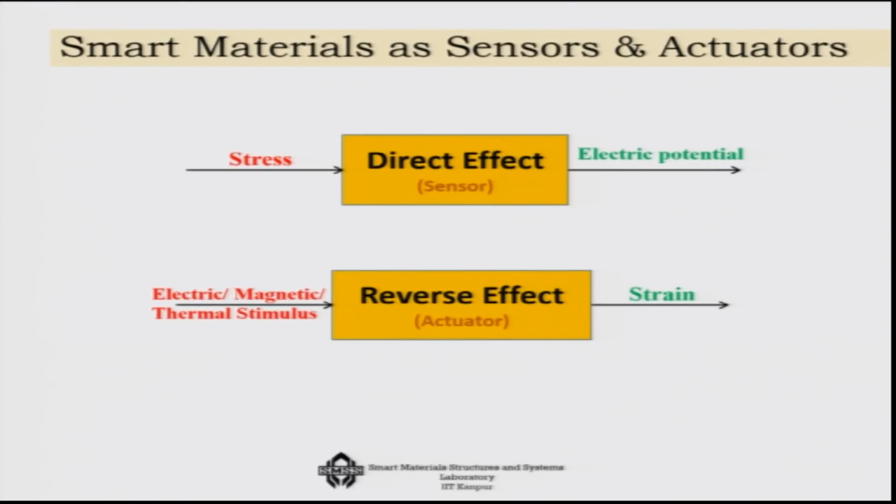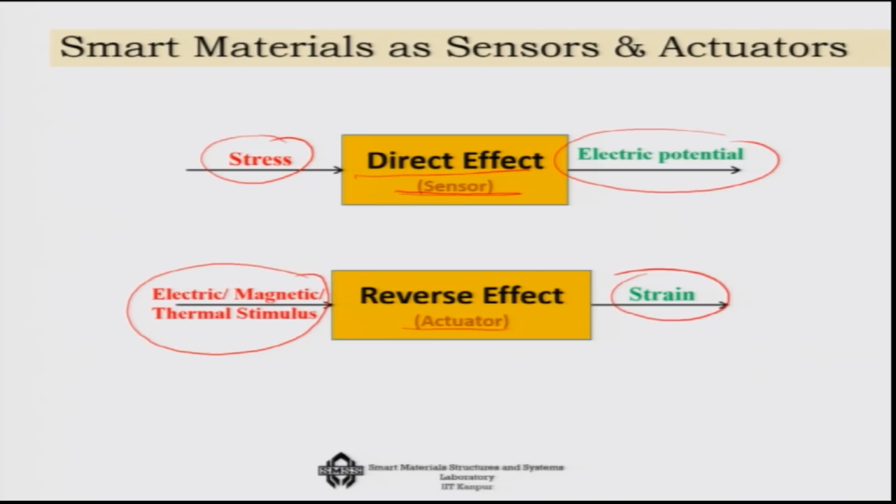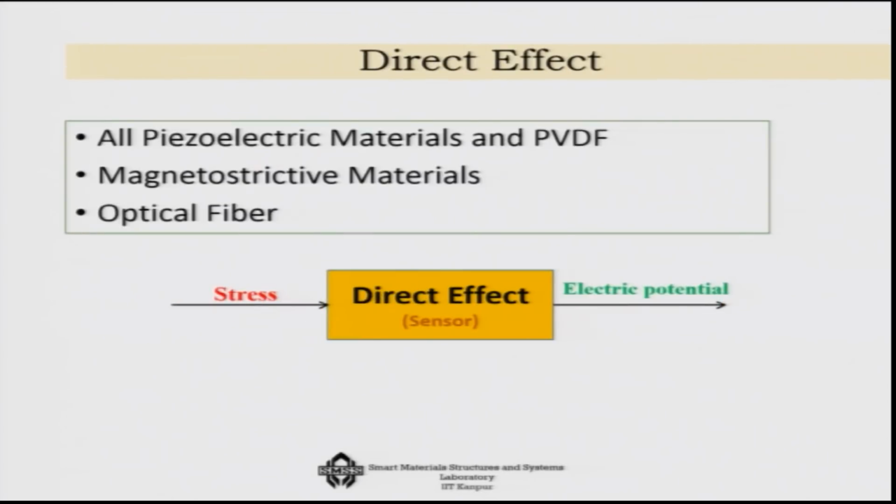So, we can subdivide such smart materials into two groups. One group in which mechanical stress creates the electric potential. So, this is the direct effect, stress creating electric potential. Naturally, this direct effect is used for sensors. The other group, where electric, magnetic and thermal stimulus is giving me mechanical strain, this is the reverse effect, or as actuator. So, the direct effect is used for sensing and the reverse effect is used for actuation purpose.